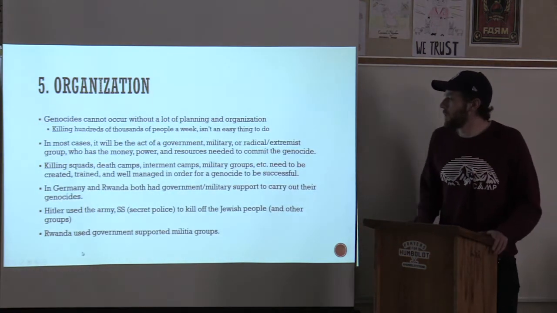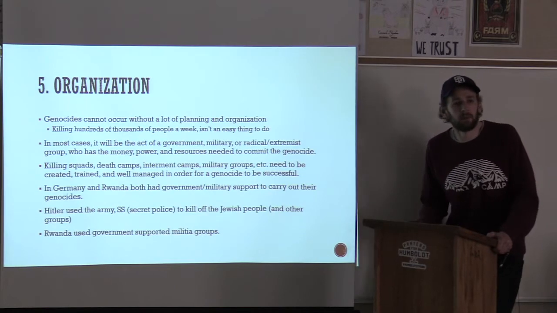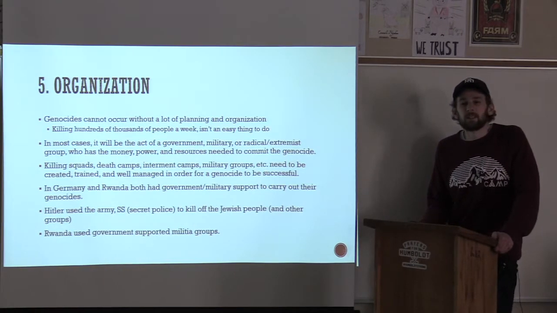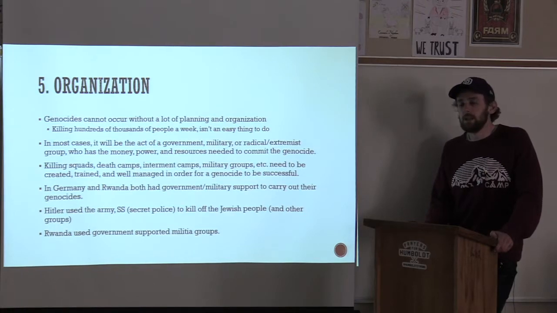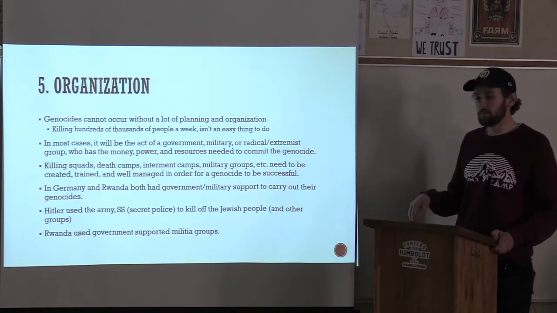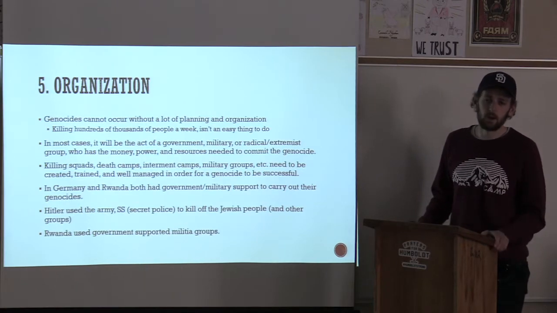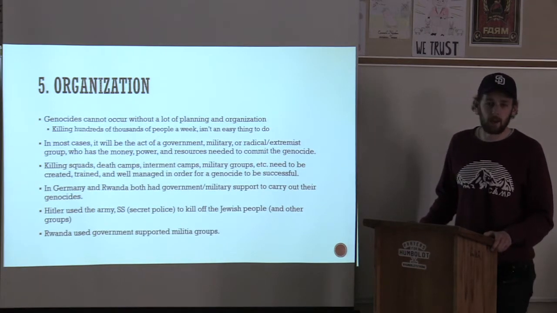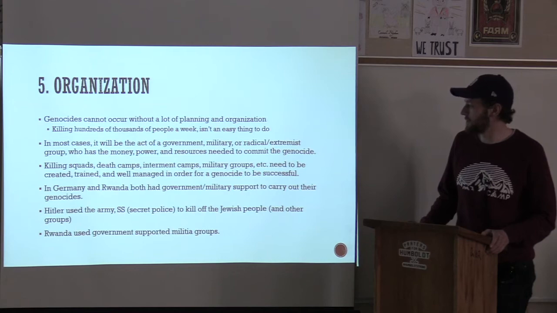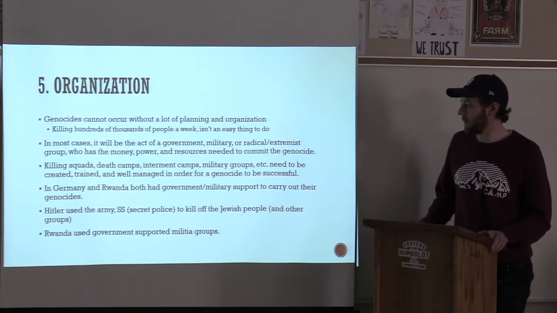Now, step 5 is organization. A genocide cannot occur without some high-level planning. To systematically eliminate hundreds of thousands or even tens of millions of people, you need to be organized. You can't just start grabbing a gun and going to the streets. You essentially need to have military or government support, because you need large-scale resources, you need camps to be built, you need weapons to be mass-produced. So this is why typically a genocide is committed by a government that's in power.